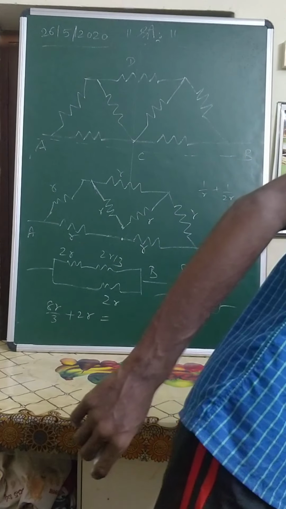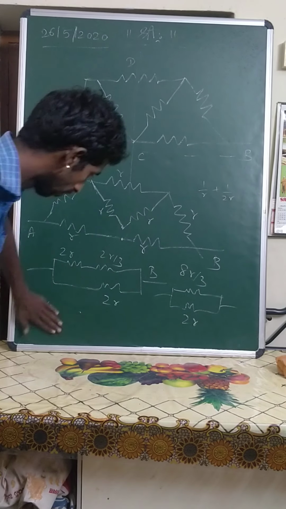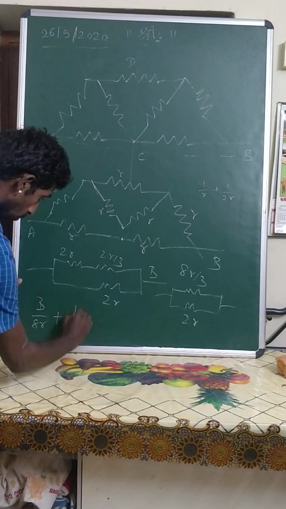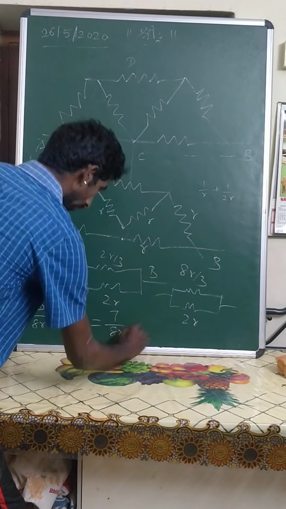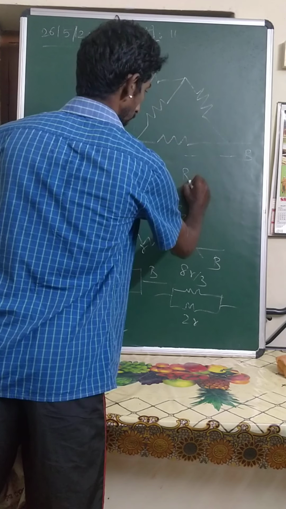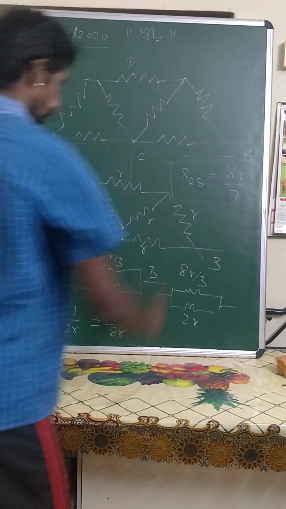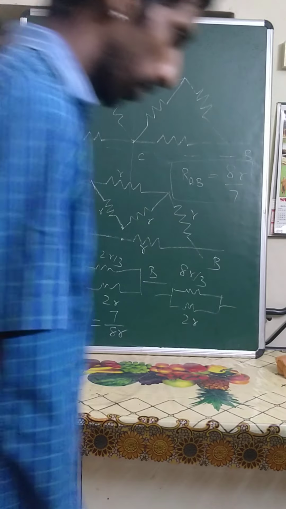So how can you write the final answer? 8R by 3, sorry, it is parallel, we have added in series. 3 by 8R plus 1 by 2R, so it will be 4 times, so it will be 7 by 8R. So the resistance across A and B is 8R by 7. This is the final answer. In the same manner, we are going to see the next problem. So resistance across AB is 8R divided by 7.